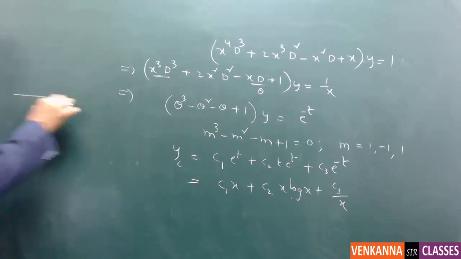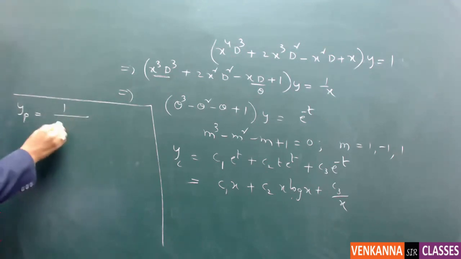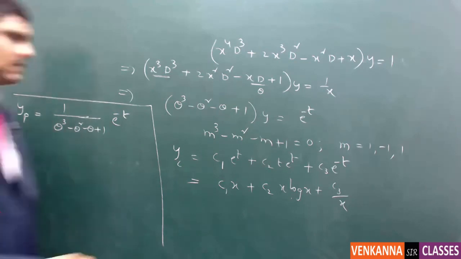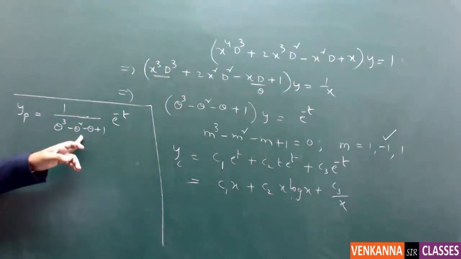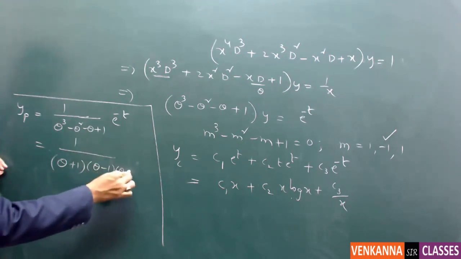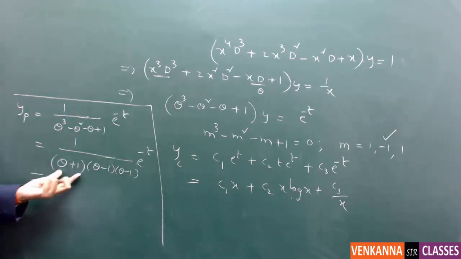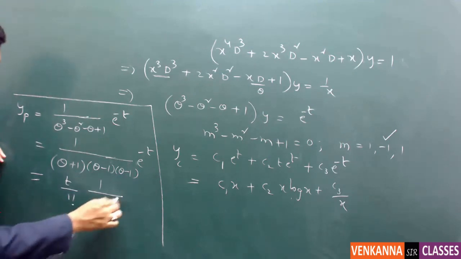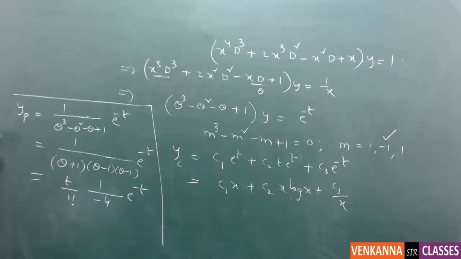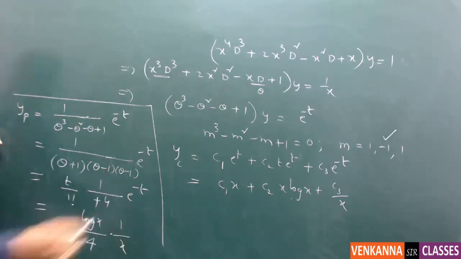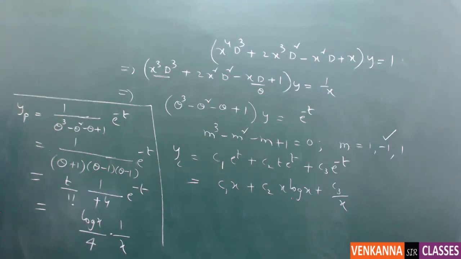Fine. So coming to YP, 1 by theta cube minus theta square minus theta plus 1 into e power minus t. Since minus 1 is a root, obviously the denominator becomes zero. So if you factorize, theta plus 1 into theta minus 1 into theta minus 1, e power minus t. So this factor we are going to leave. So t by 1 factorial, 1 by, if you substitute minus 1 here, accepted, it will become plus 4, right? So equals t means log x by 4 into e power minus t means 1 by x. There you are going to write the final answer, y is equal to yc plus yp.